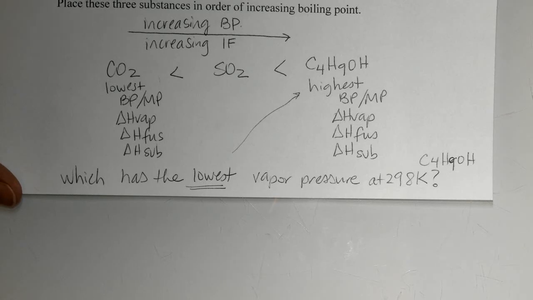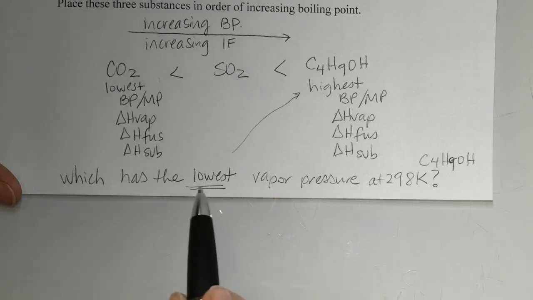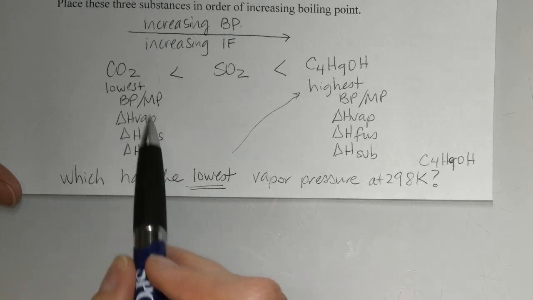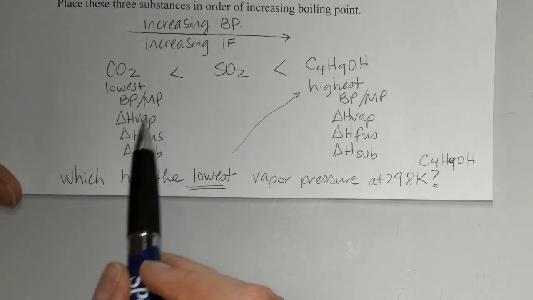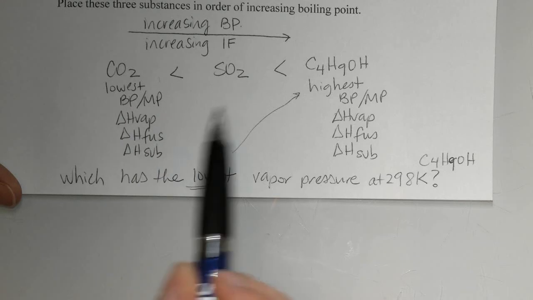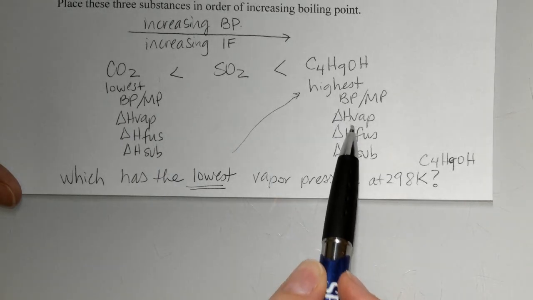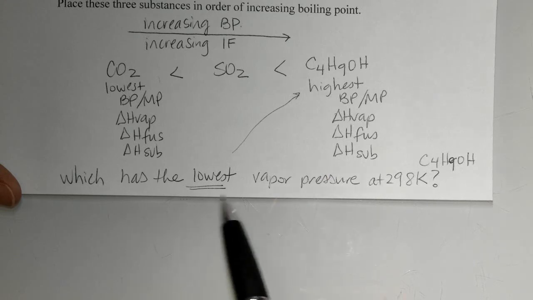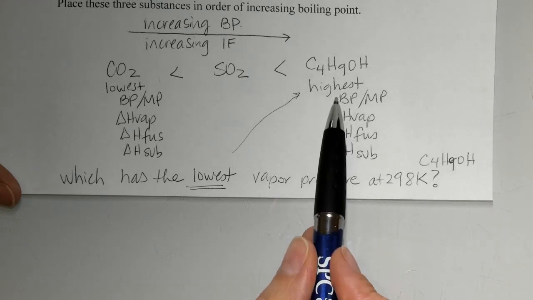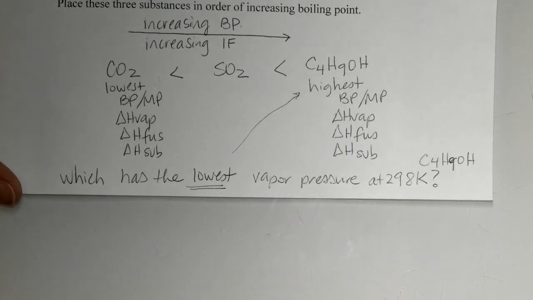All right, so this one is sort of the oddball. Lowest forces means lowest boiling point, melting point, and all those enthalpy changes. Highest intermolecular forces, highest boiling point, highest heat of vaporization. But lowest vapor pressure means highest intermolecular forces. All right, so that concludes everything in Chapter 12, our last chapter.